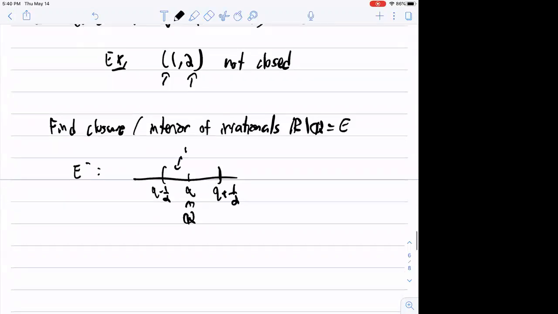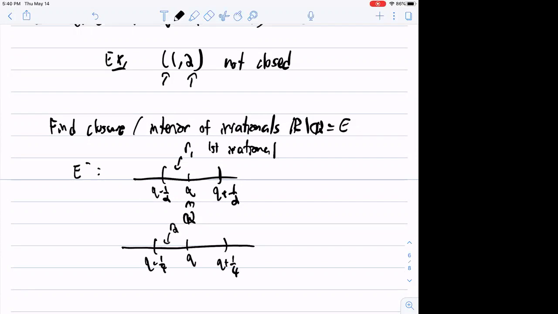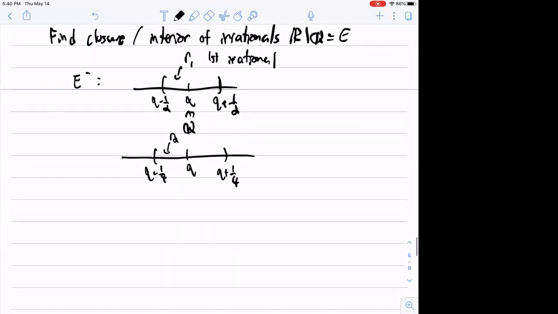So pick R1 to be my first irrational. Now I take Q minus a fourth to Q plus a fourth. Again, there's an R2, right? So you can find a sequence of irrationals Rn going to Q. So this is R without Q. But to be closed, you need to contain all your limits. So in other words, you have to contain all the rational numbers.